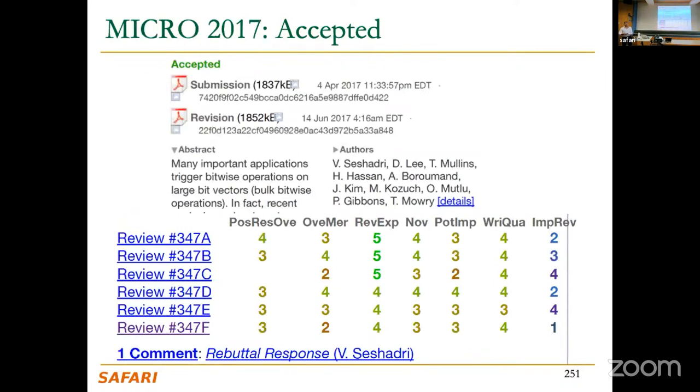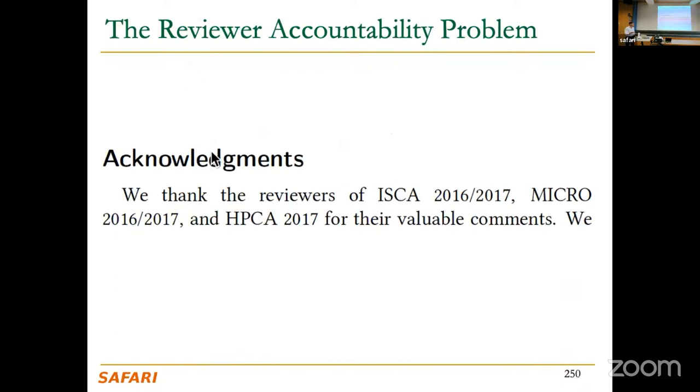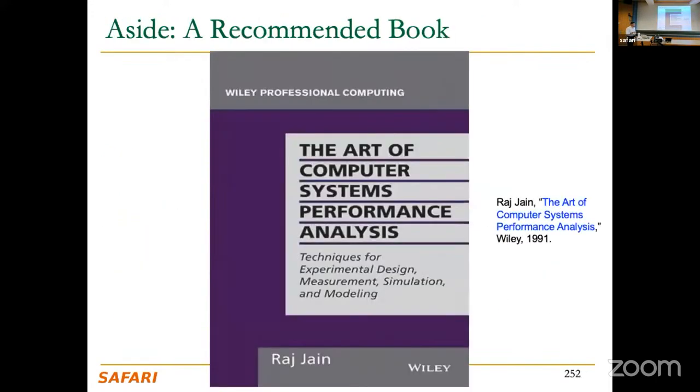It's really annoying as a researcher to have to deal with this type of reviewer. And usually in our papers you're going to see this: we thank the reviewers for ISCA 2016, 17, MICRO 2016, 17, HPCA for their valuable comments. We are trying to make the reviewers accountable here. Sometimes the reviewers are actually helpful and try to improve your papers. But often there are arguments like, oh, this is never going to be manufactured. You just have to read that, move on with your life, because there is nothing that you can do over there.